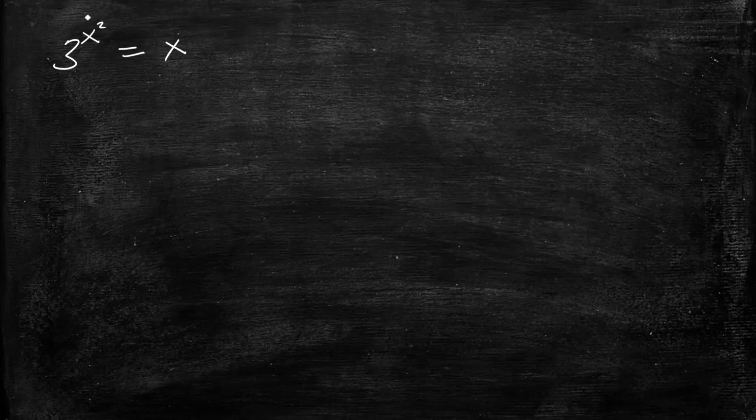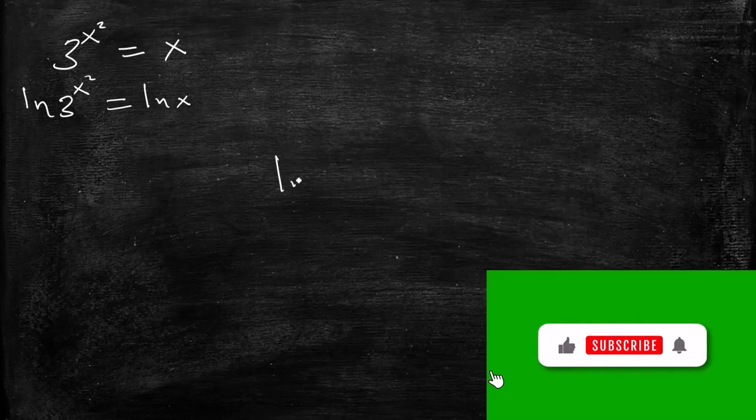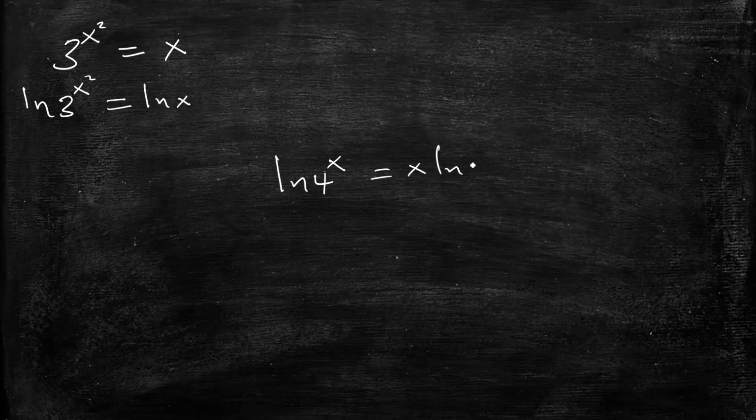Before we can do that, we have to take log on both sides. So we can go ahead and take natural log on both sides. 3 exponent x squared equals natural log of x. In case we're given natural log of, let's say, 4 exponent x, it is the same as x natural log of 4. So the x squared will come down: x squared natural log of 3.